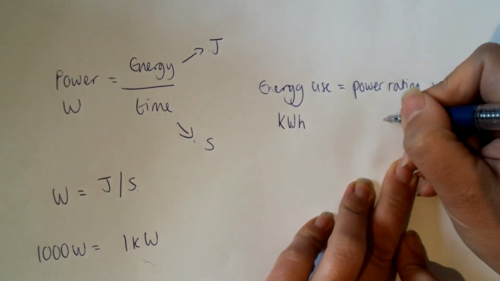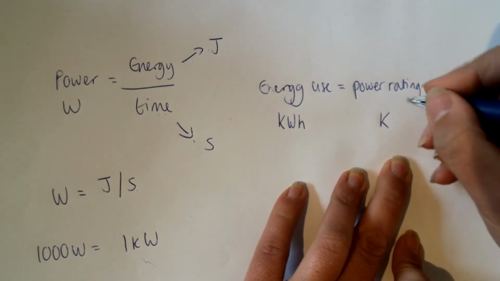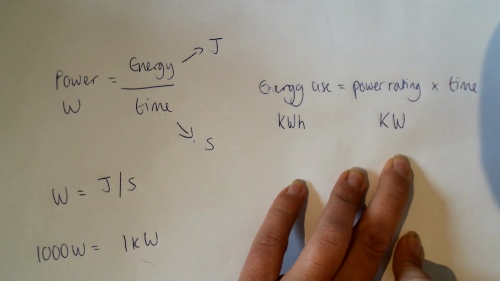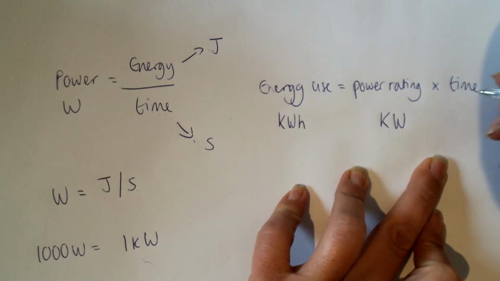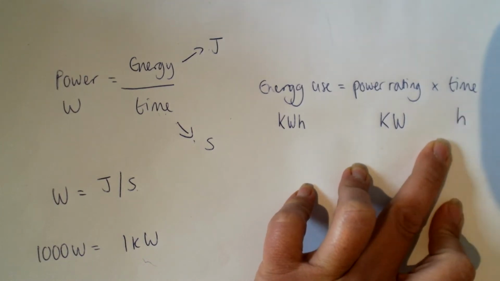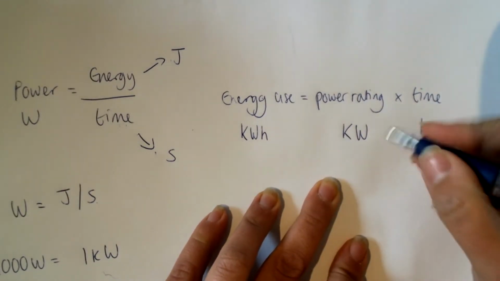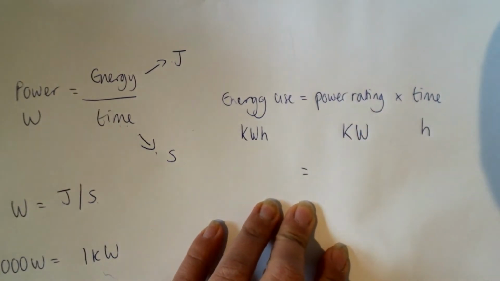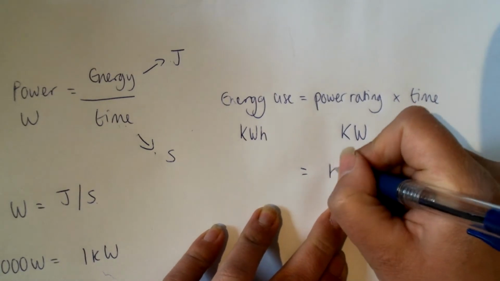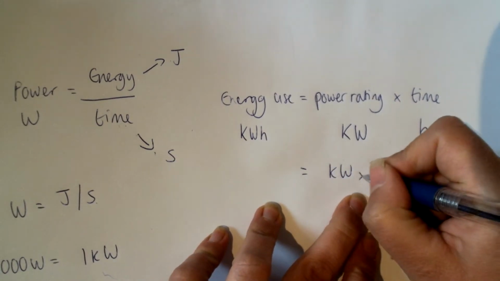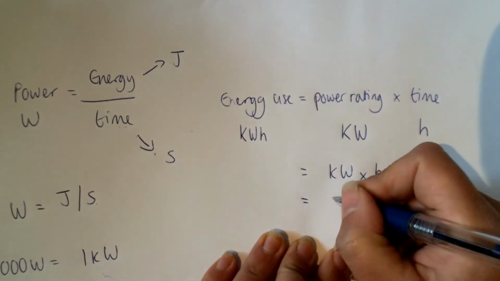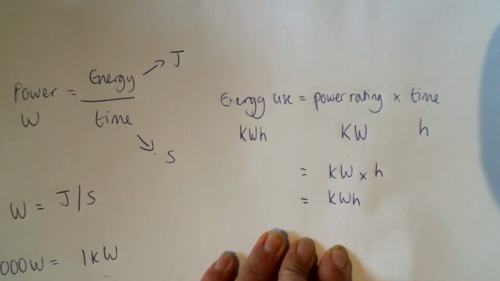The power rating will be in kilowatts, and the time will be in hours, or H. Okay, so the reason that this doesn't have a slash in it, if you think about the algebra of it like you've done with Mr. Morkison, if we do a kilowatt times by an hour, we can write that as kilowatt hours like that.